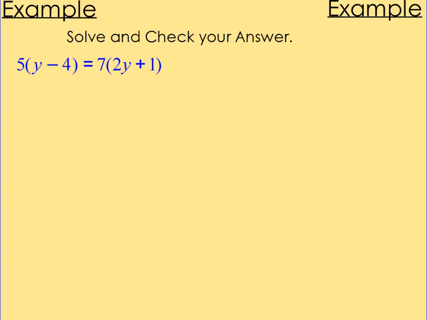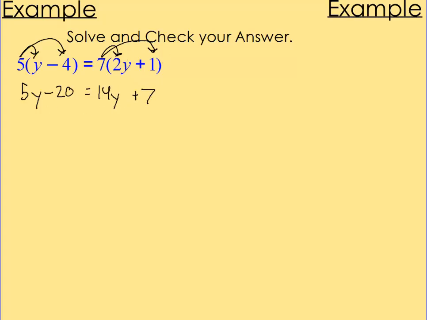Try another one. Pause the video. Okay, let's answer this. So the first thing, I have a number 5 times something in parentheses and 7 times that. I'm going to be distributing both of these. So distributing the 5 to both of those and 7 to both of these. Alright, so that becomes 5 times y, or 5y, minus 5 times negative 4, 20, equals 7 times 2 is going to be 14y. 7 times 1 is plus 7.